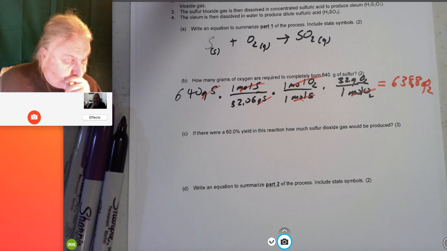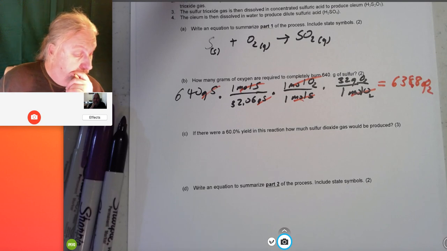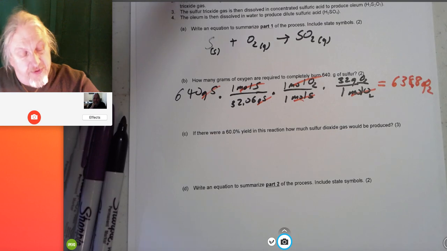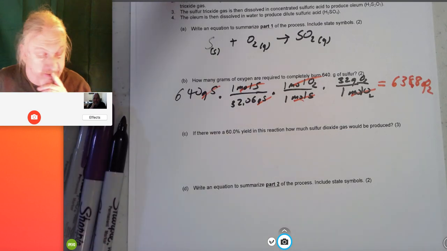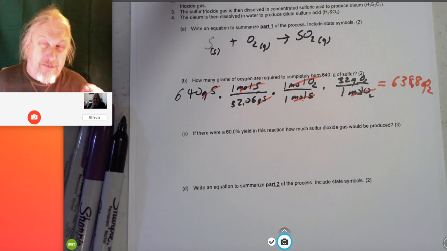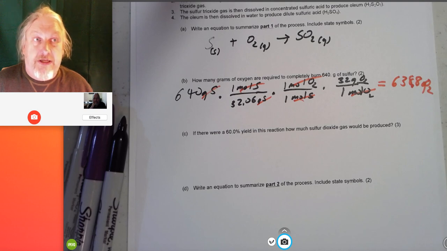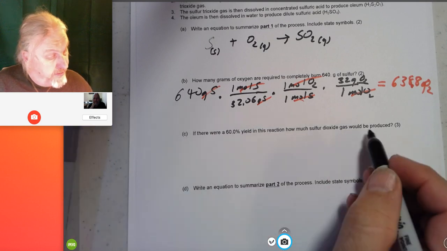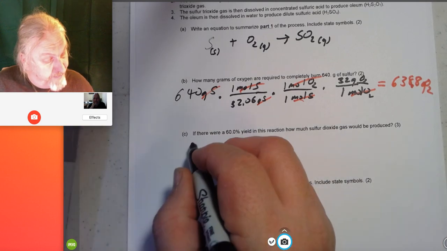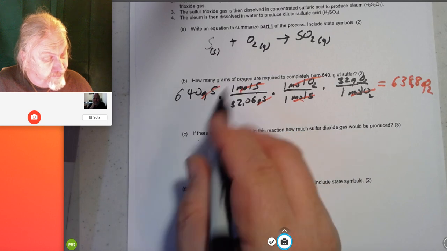So, next question. If there's a 60% yield in this reaction, how much sulfur dioxide would be produced? First, I'm going to do what I did on B, more or less, and I'm going to use dimensional analysis again and produce what I'm supposed to get, right? Figure out what I'm supposed to get, calculate the yield I'm supposed to get, right, from the stoichiometry. So, all right. I've got 640 grams of sulfur from B.